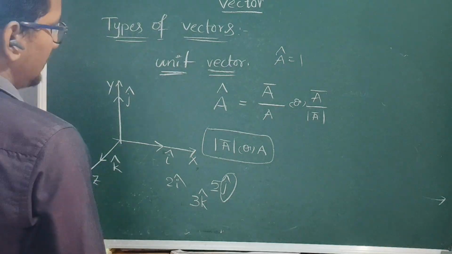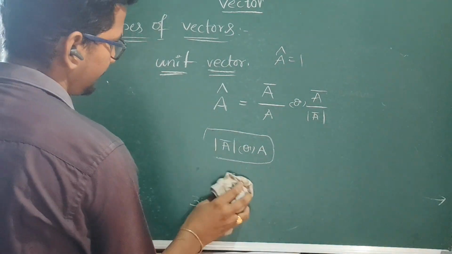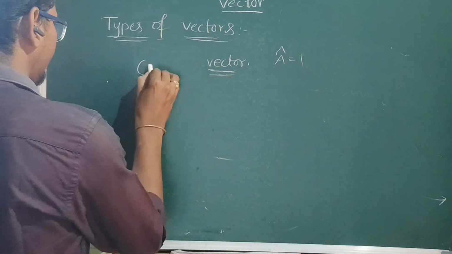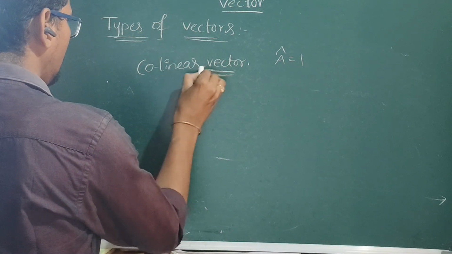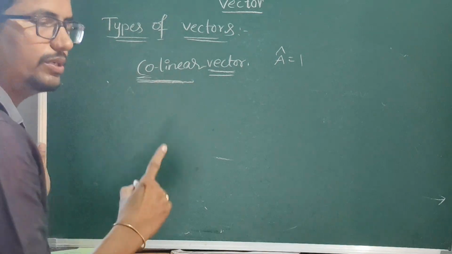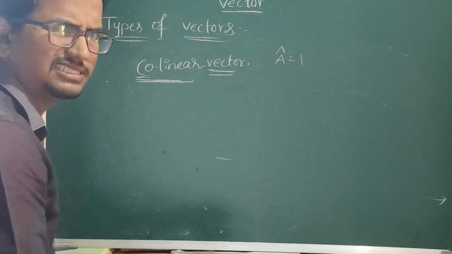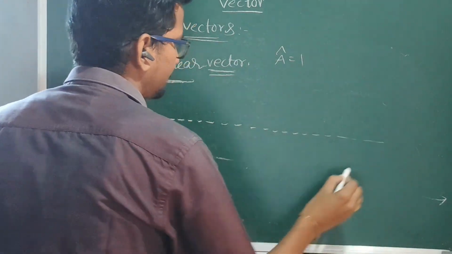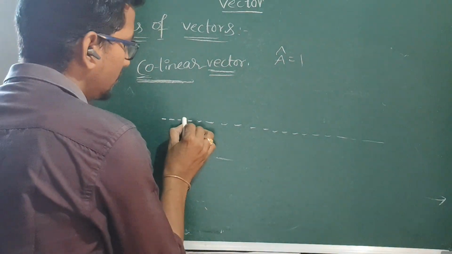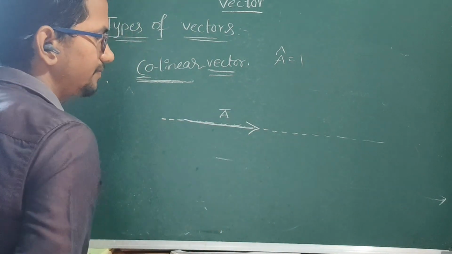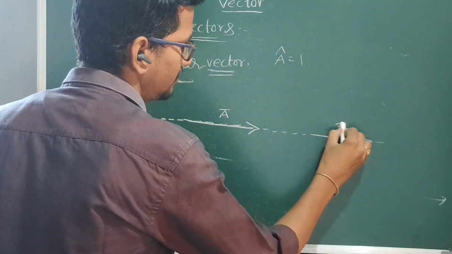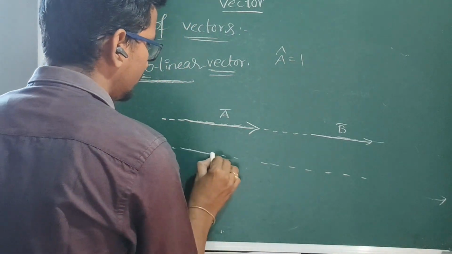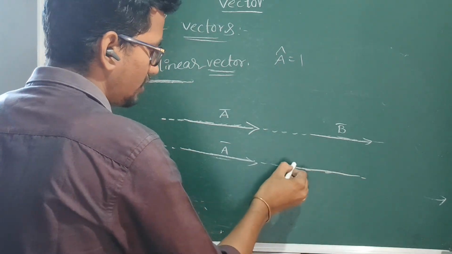Next one, another vector is called a collinear vector. What is the collinear vector? Co means more than one vector, linear means one single line. For example, the dotted line indicating some linear line. Magnitude may or may not be equal. One vector will be moving like this, for example a bar vector. Another vector also moving in the same way, b bar. Or otherwise, the dotted lines indicating either equal and opposite directions also. A bar is there, and for example b bar also in the same.